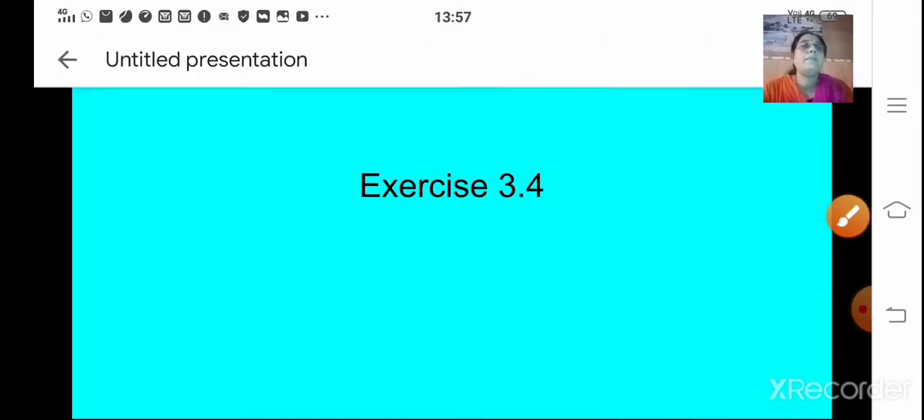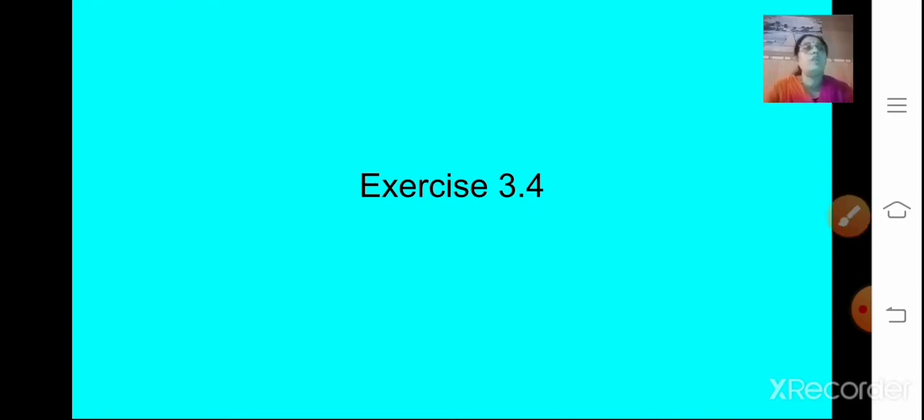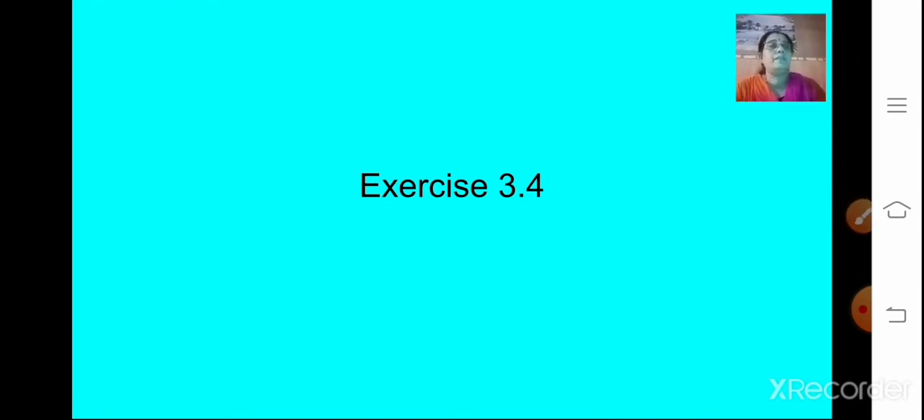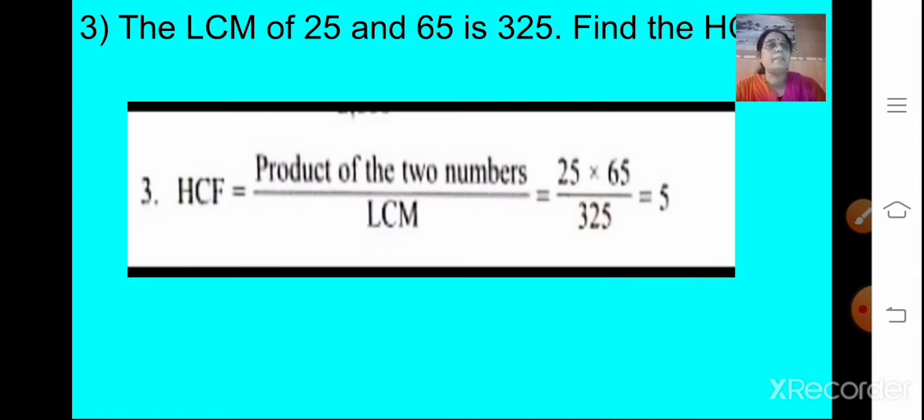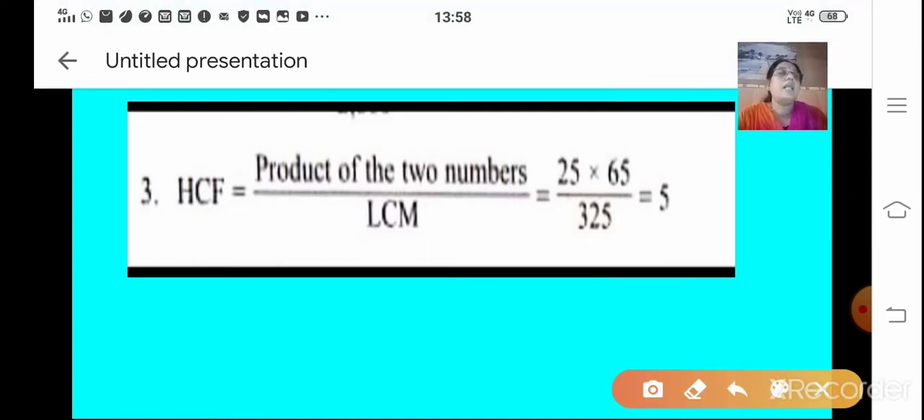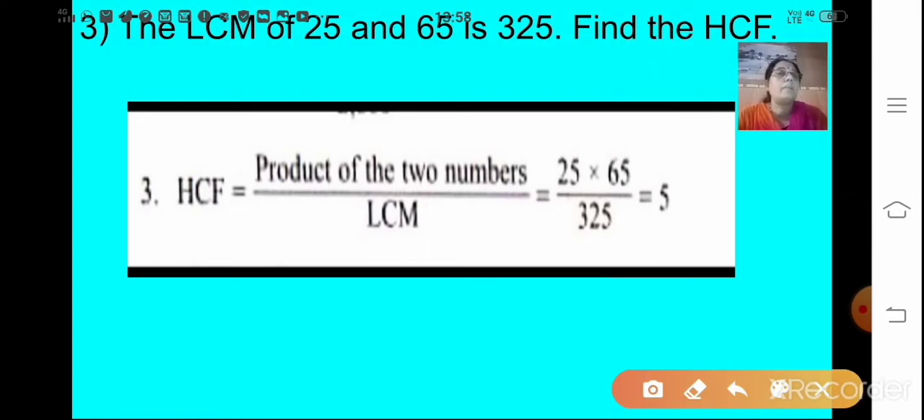Coming to the next sum, exercise 3.4, which you have to solve in your notebook, students. Coming to the third sum, we will be taking it. The LCM of 25 and 65 is 325. You have to find the HCF, that is highest common factor. Now what is the formula to find the HCF? That is product of two numbers divided by LCM.